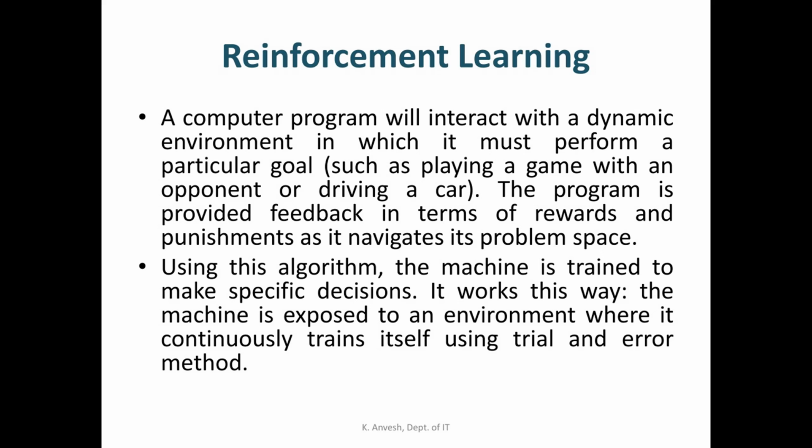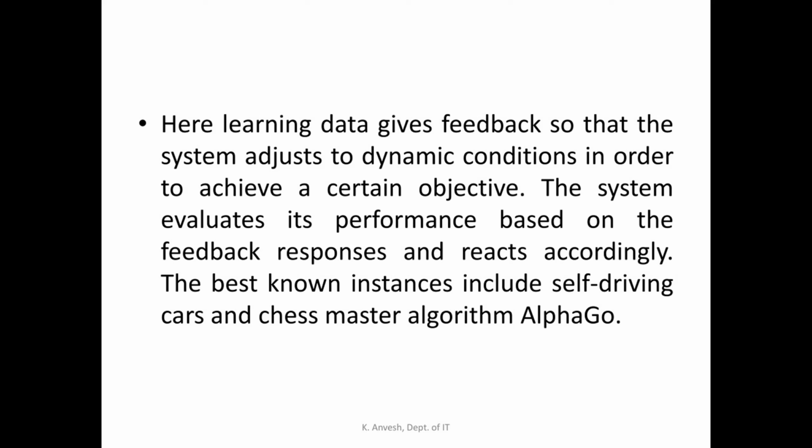It works this way: the machine is exposed to an environment where it continuously trains itself using trial and error method. Here learning data gives feedback so that the system adjusts to dynamic conditions in order to achieve a certain objective. The system evaluates its performance based on the feedback responses and reacts accordingly. The best-known instances include self-driving cars and chess master algorithm AlphaGo.